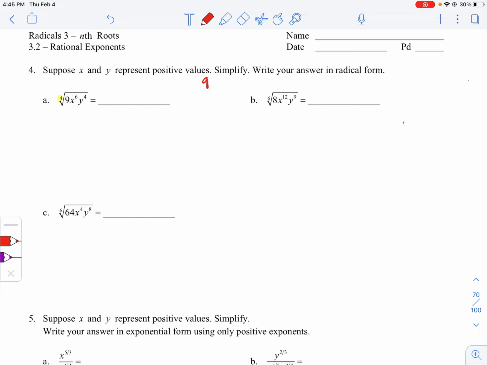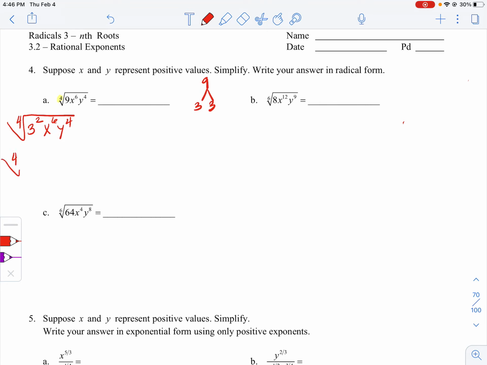So let's simplify the 9. That's 3 times 3. So instead of writing 9, I'm going to write 3 to the power of 2. And then x to the power of 6, y to the power of 4. And we've already learned before that there is 1 of 4 inside the 6, right? So I want to rewrite x to the power of 6, taking out the 4 from it.